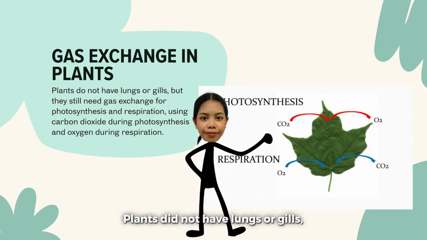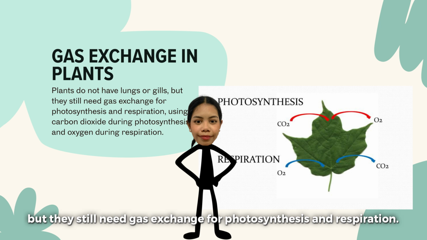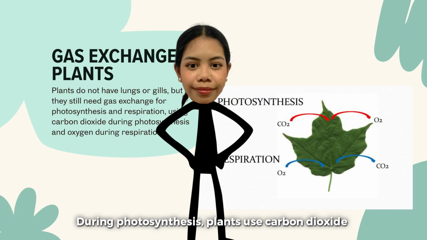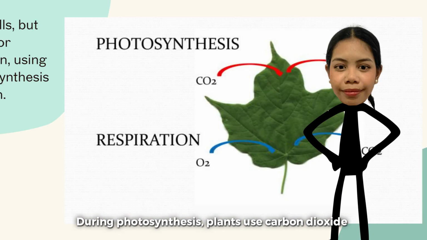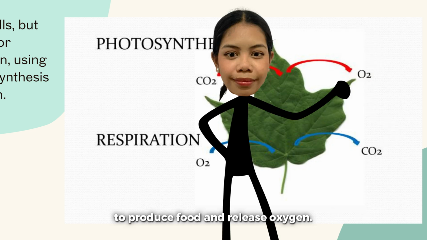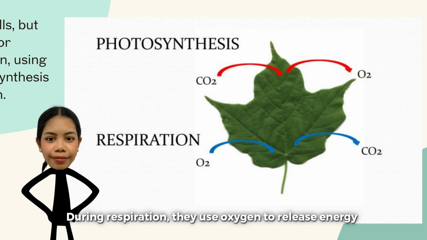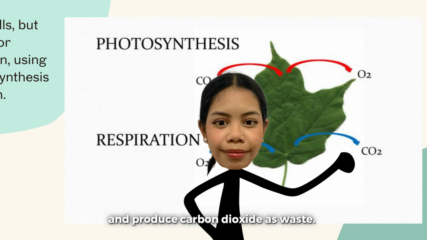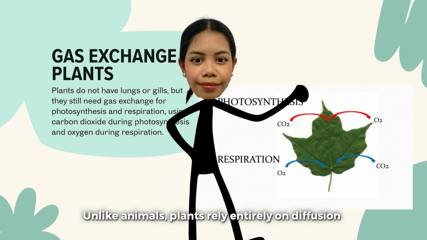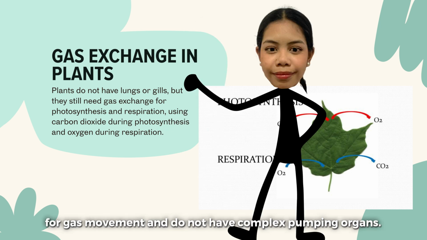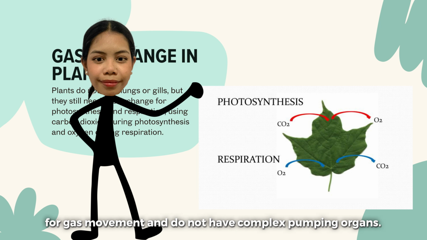Plants do not have lungs or gills, but they still need gas exchange for photosynthesis and respiration. During photosynthesis, plants use carbon dioxide to produce food and release oxygen. Then during respiration, they use oxygen to release energy and produce carbon dioxide as waste. Unlike animals, plants rely entirely on diffusion for gas movement and do not have complex pumping organs.